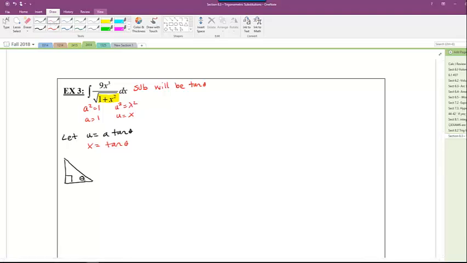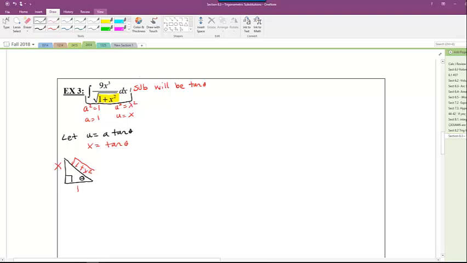If this is theta, what I know is the opposite side would be x, the adjacent side would be 1 because I have x is equal to the tangent of theta. And again, using Pythagorean theorem, I get that this side is the square root of 1 plus x squared. Now, I need to figure out what my substitutions are going to be.